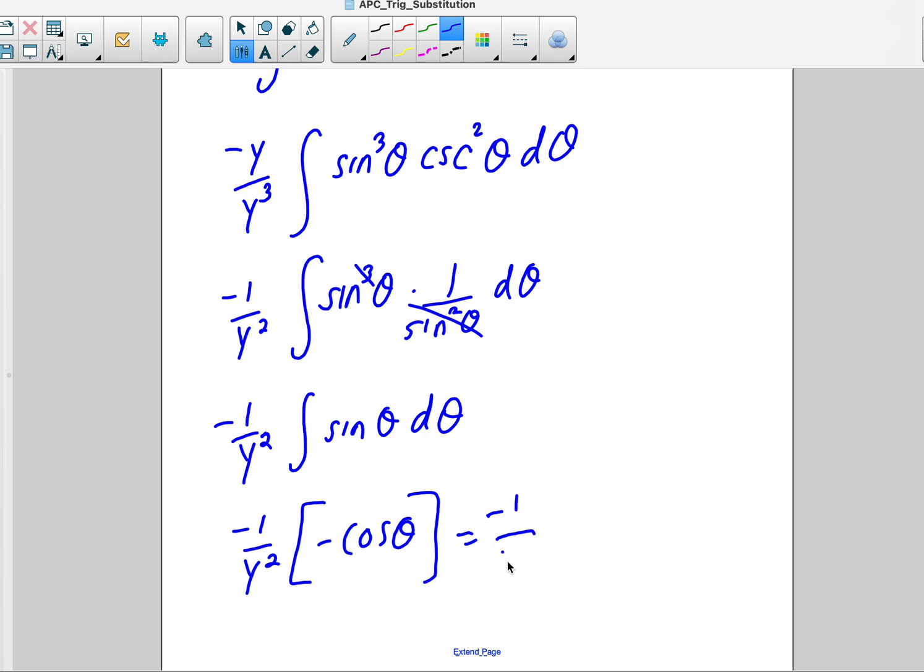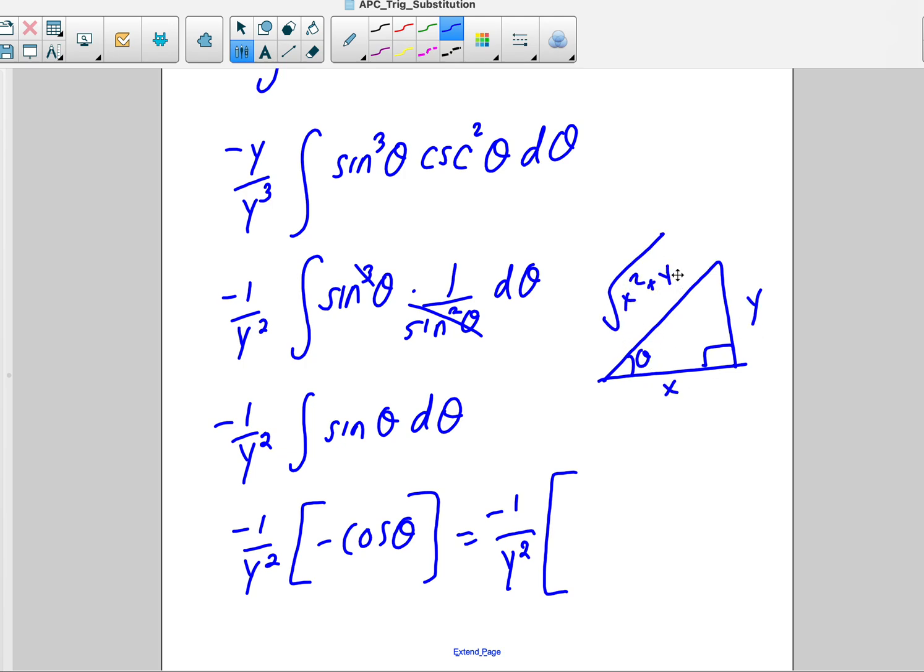So if I replace my cosine theta, or my negative cosine theta, remember we have to go back to that triangle we were looking at originally where we had an x and a y and a theta and this ridiculousness. If I replace my cosine theta with what cosine theta would be, well, that would be adjacent over hypotenuse. So this is a negative adjacent over hypotenuse, and I now have something where I can plug in the x values that were in my original integral.